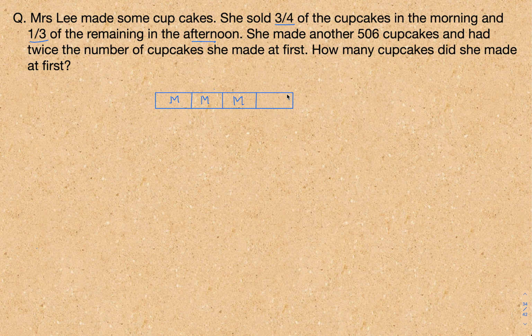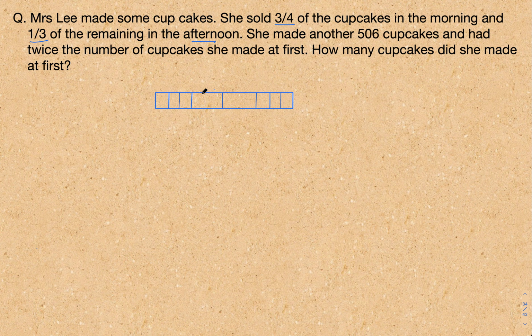That means if we want to show that she sold 1/3 of the remaining, we have to divide the remaining part further into 3 equal parts. So let's do that. This is 1, 2 and 3. So we have divided this remaining part into 3 equal parts, but then we have to do the same with the other units as well. So let's divide the other units also into 3 equal parts.